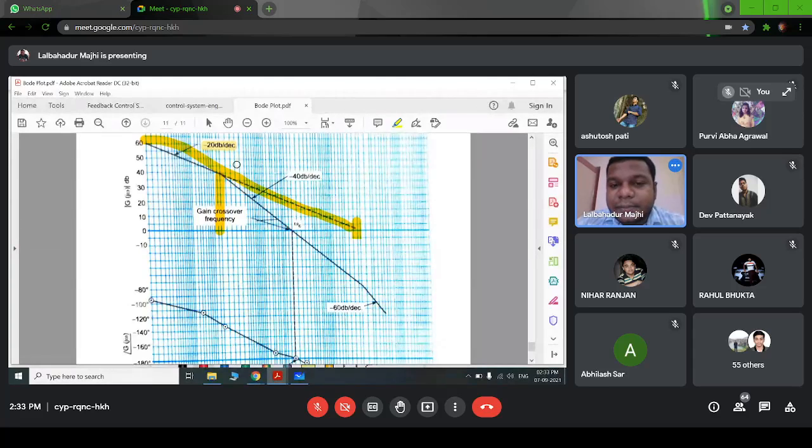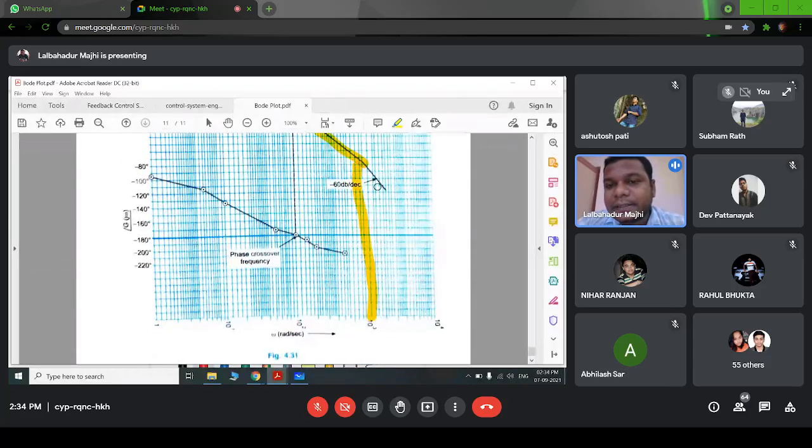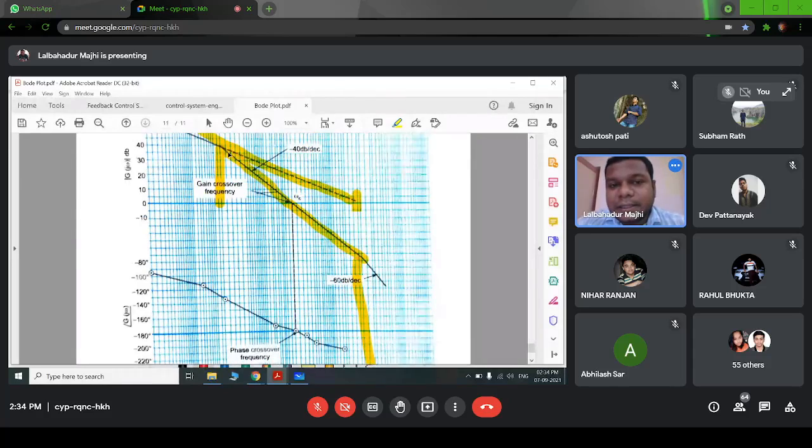This 10 belongs to this pole, so we have to add another minus 20. From this, the slope will be minus 40 up to 1000 radian per second. We draw this minus 40 dB per decade line up to 1000 radian per second.